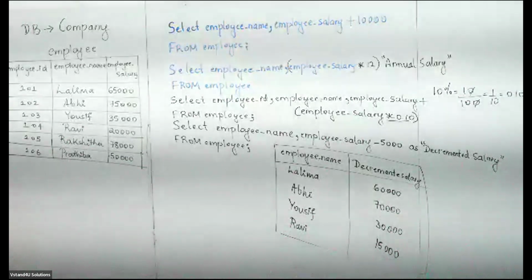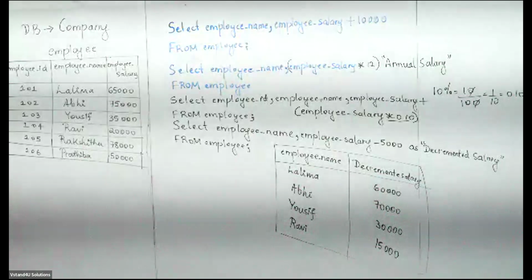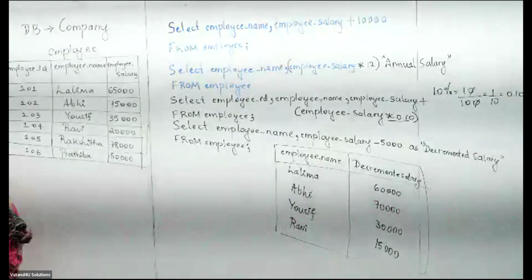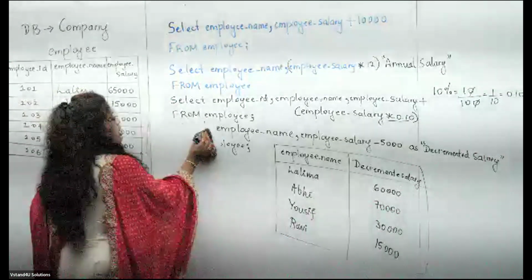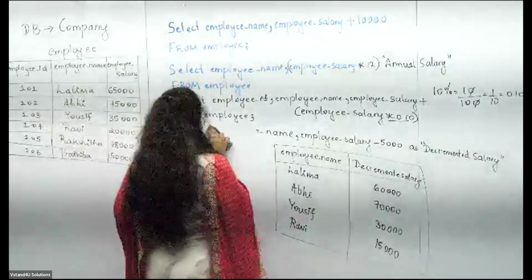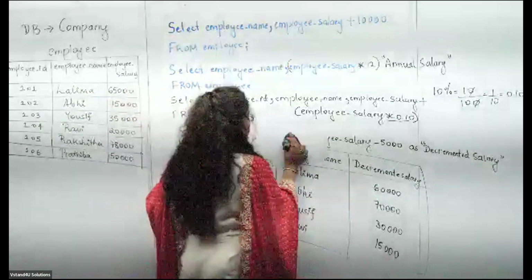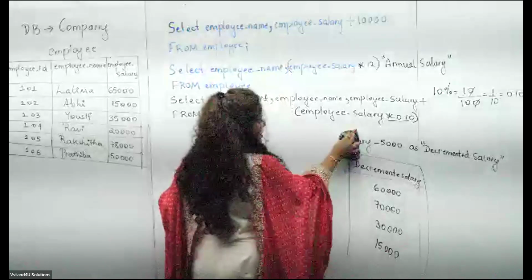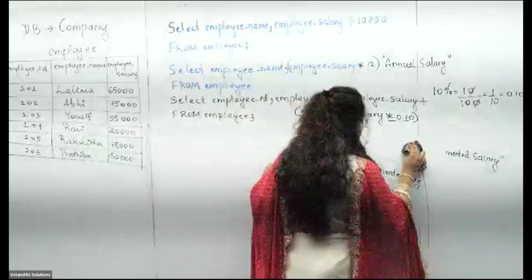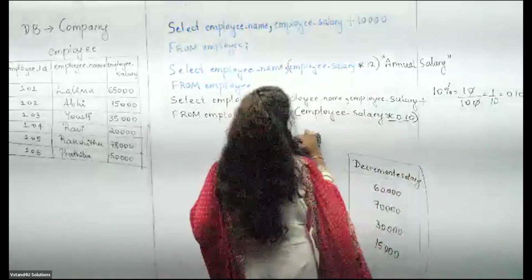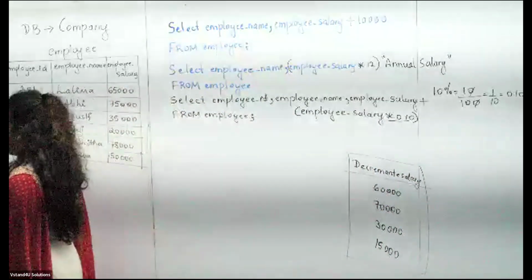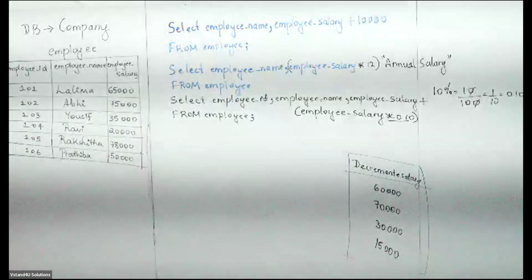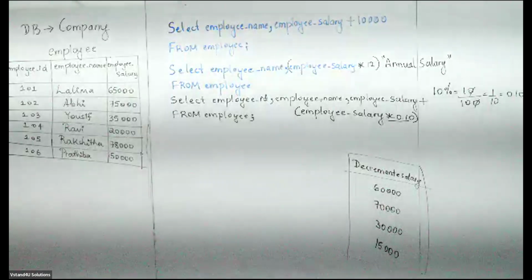Display the employee name and half yearly salary of each employee. What do you mean by half yearly salary? 6 months. So can I do into 6?